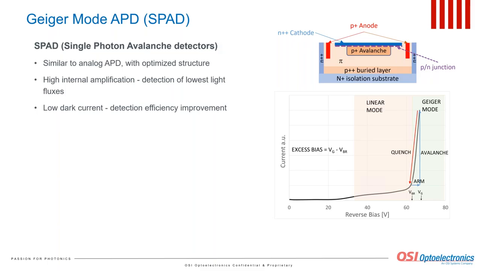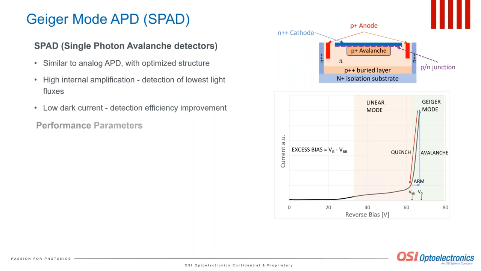The avalanche must be quenched immediately after it reaches the maximum, otherwise the device will be burned out. We will discuss quenching on the next slide. The dark carriers also create an avalanche with the same amplitude of the output spike, and the goal of the designers is to minimize the dark current rate.